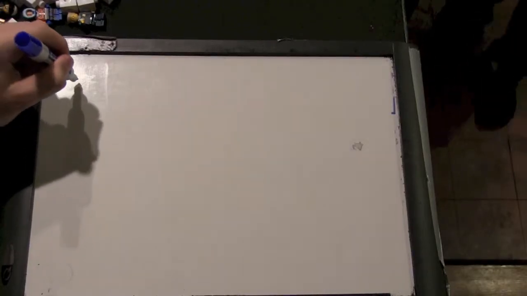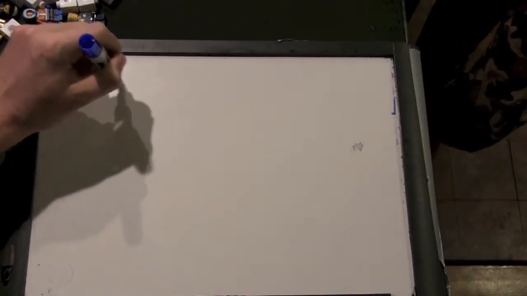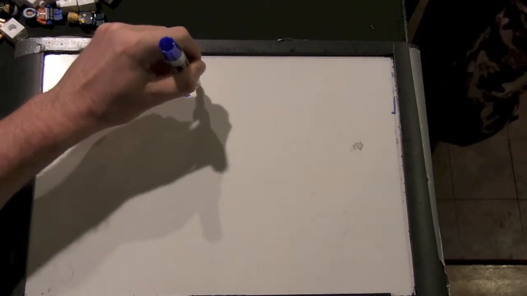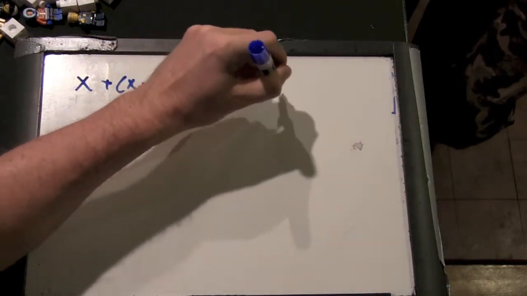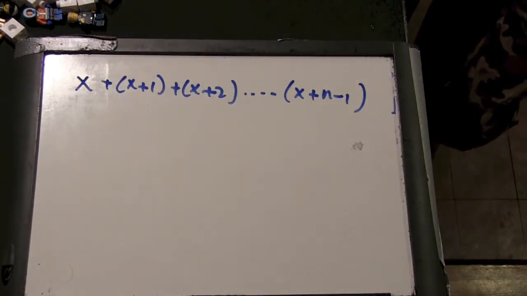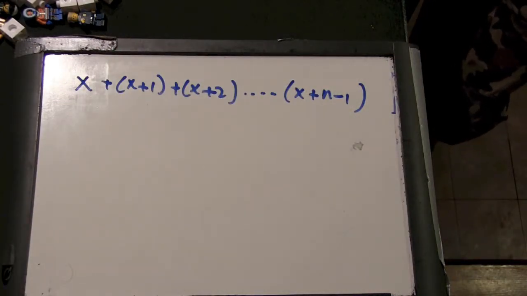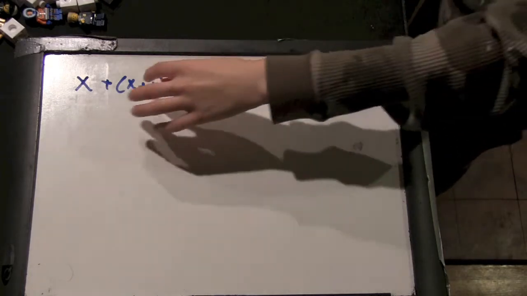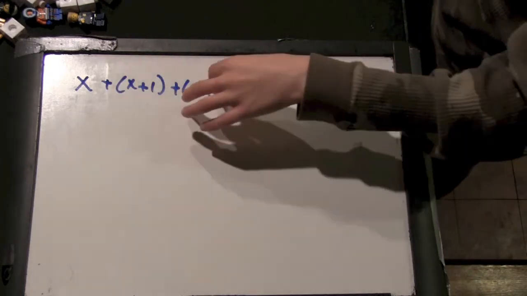Alright, so here's the first thing we're going to do. We're going to try to add up x plus 1 plus x plus 2 all the way up to x plus n minus 1. It seems like this might be kind of hard. Yeah. How do we add this up? Well, you can add the x's and then you could add the numbers.